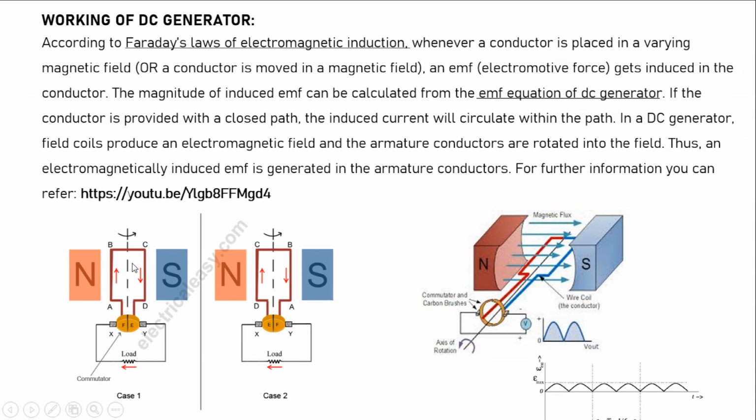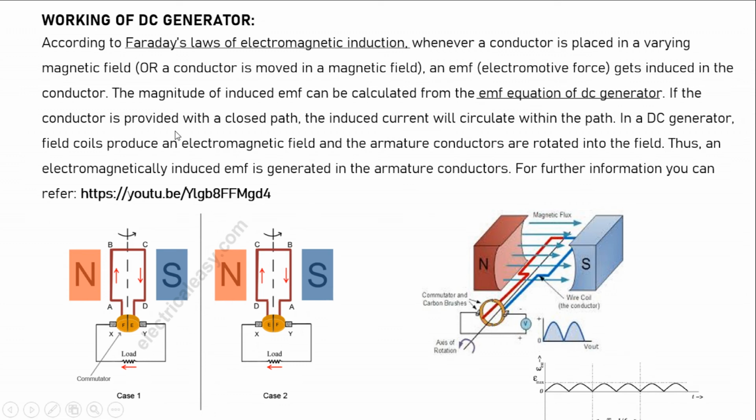You can observe here there are north and south poles in which the conductor is placed, and it is moving. We can move the conductor inside the magnetic field. These are the electromagnets, which produce continuous flux, and these are the conductors which are turning or moving in between the poles. The magnitude of induced EMF can be calculated from the EMF equation of the generator.